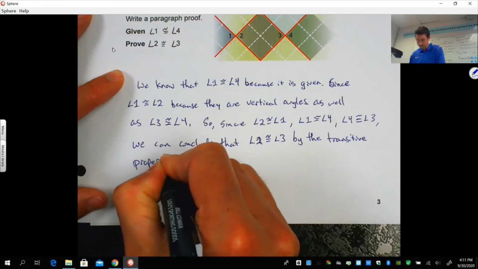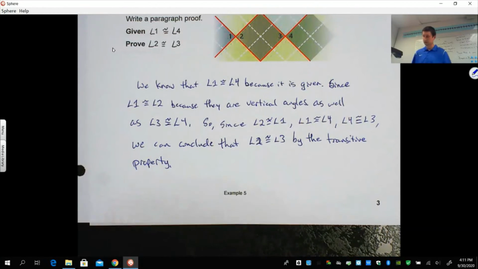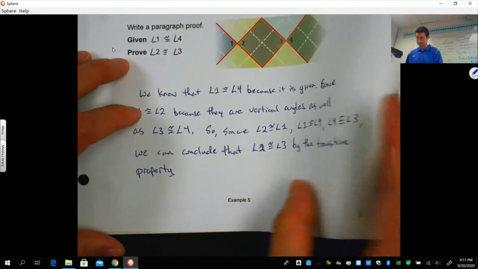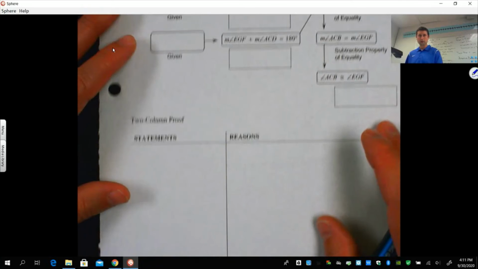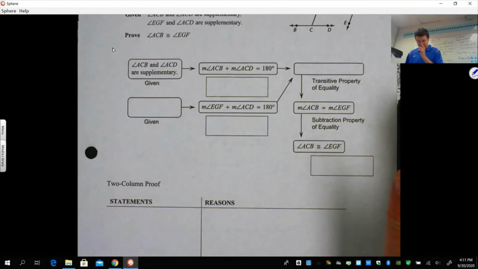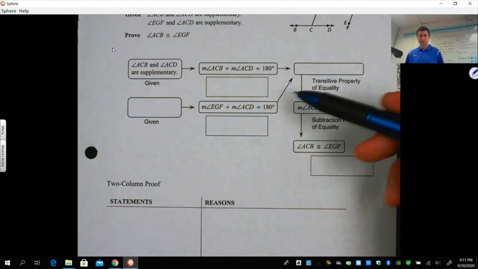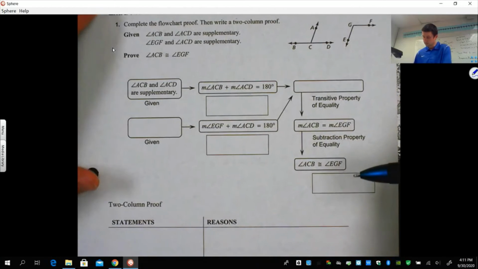So that is a paragraph proof. Just kind of writing out your statements and your reasons like that. Okay, so let's go through this one. There are no reasons here. We're going to take this and then we're going to write a 2-column proof from this right here.